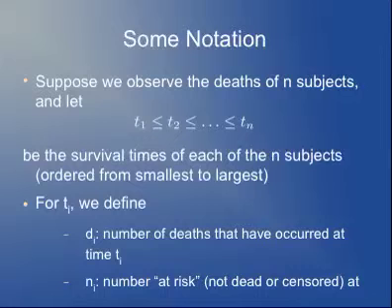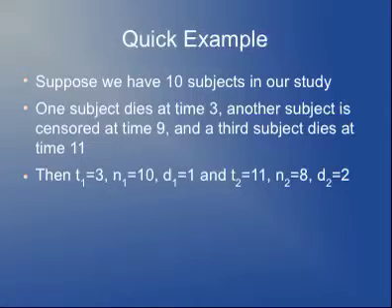And for each t, we define di to be the number of deaths that have occurred up to that time point, and ni to be the number at risk who are not dead or censored at that particular time point. And so let's take a simple example. Say we have 10 people in our study. We have one person who dies at time 3, another person who's censored at time 9, and a third person dies at time 11.